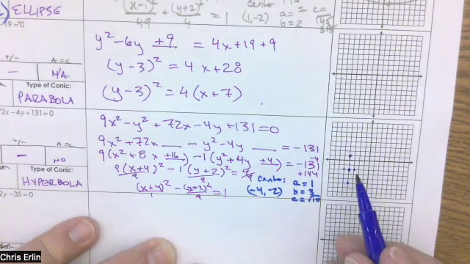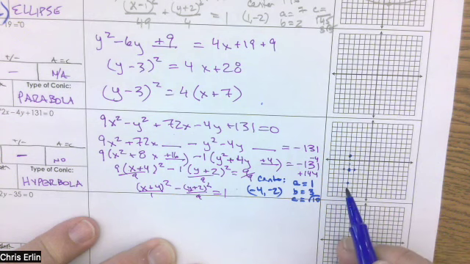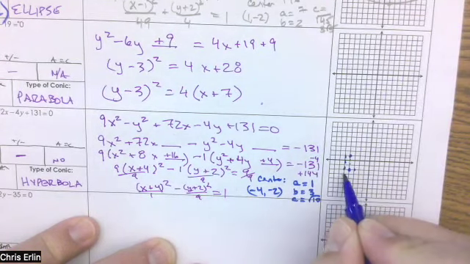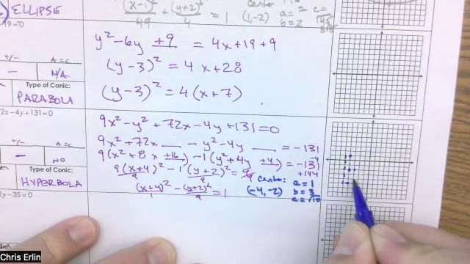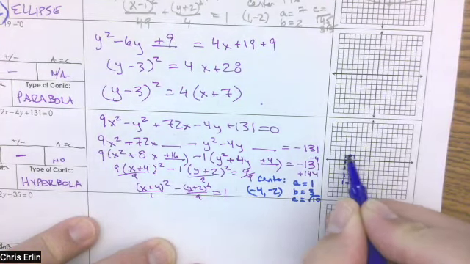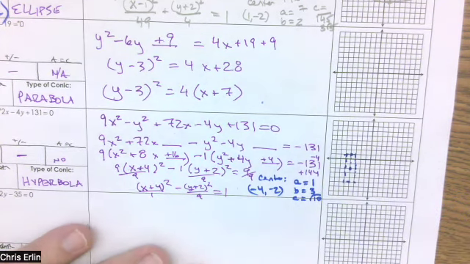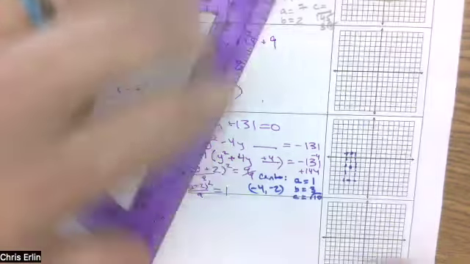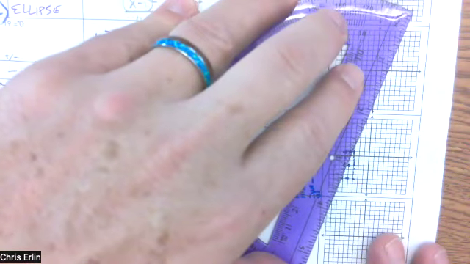Now, if this were an ellipse, I would draw it like this, right? I'd make a circle through those points. That's not the thing for a hyperbola. For a hyperbola, I make a box. It's a really tight box in this case. And then what I'm going to do is I'm going to draw asymptotes through these corners of the box.